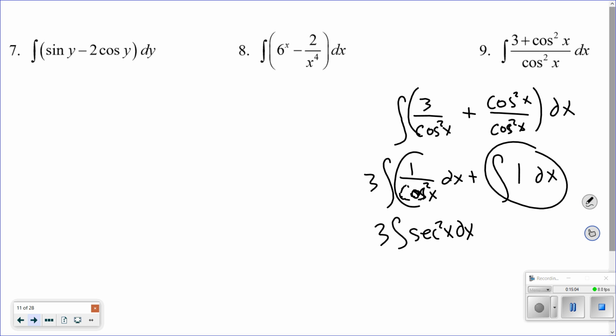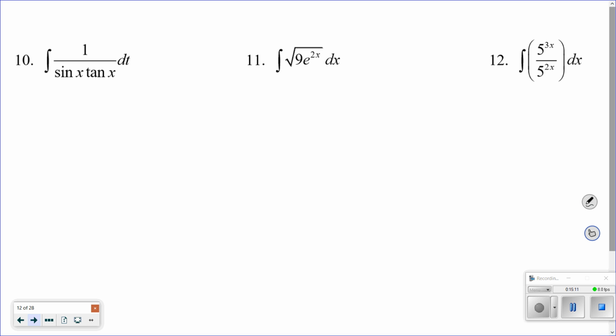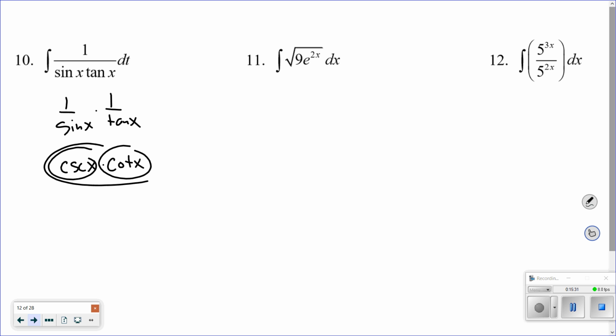So always, if you can, try to manipulate it, rewrite it, use our trig identities to rewrite those in a form that we can actually integrate. I think that's most of it. This one, I get 1 over the sine times 1 over the tangent. Well, 1 over the sine is the cosecant, and 1 over the tangent is the cotangent. So again, if you rewrite them, now this, I should put them together, I guess. Those two together, we have an integral rule for that.